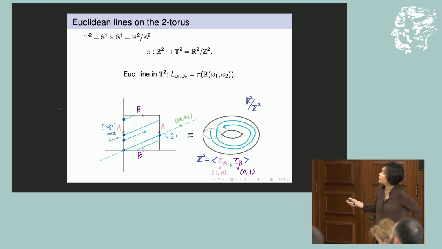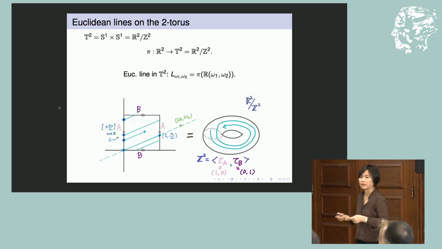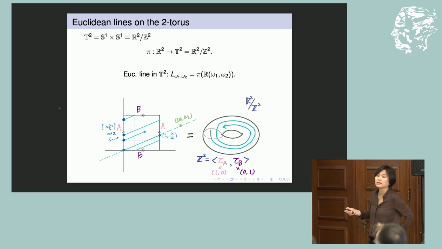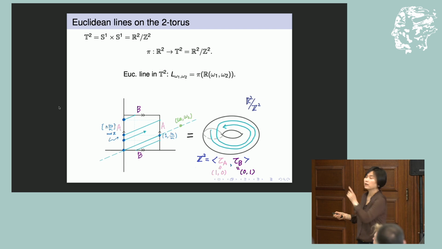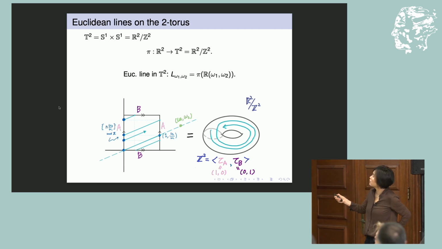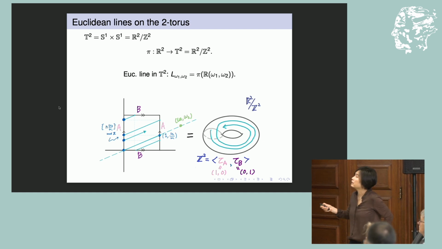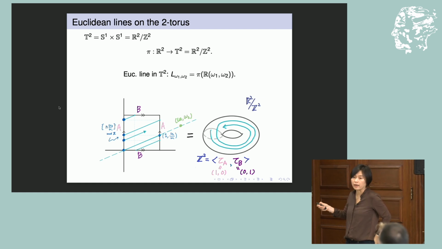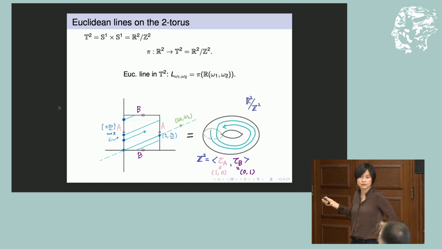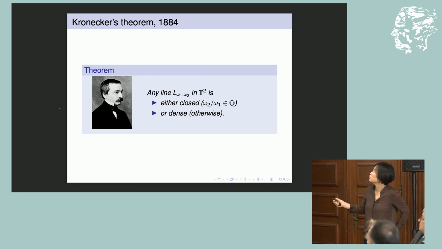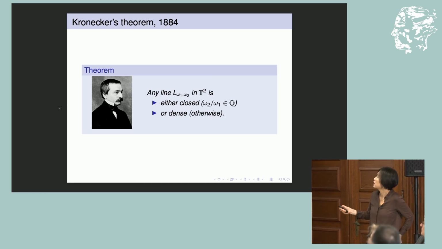Okay? So by the previous theorem, she knows from the exercise, if the slope is a rational number, then she's going to visit only finitely many places in this y-axis. And that would mean, in terms of the torus, her journey becomes periodic. And if the slope is irrational, then she visits all the places in the y-axis. That would mean that she's going to visit all the places in this torus. So this is indeed Kronecker's theorem in 1884. Any line in the two torus is either closed, if the slope is a rational number, or dense, it's everywhere.